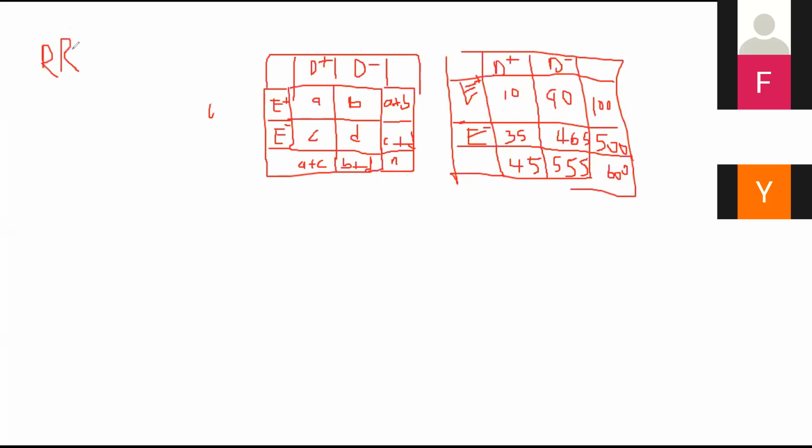Relative risk means the risk among the exposed over the risk among the not exposed. So who are the exposed? The exposed are 100 people. How many people have the disease among the 100? It is 10 over 100. That is the risk among the exposed. Among the non-exposed, what is the risk? 500 are not exposed and 35 have the disease. So everything over 35 over 500.